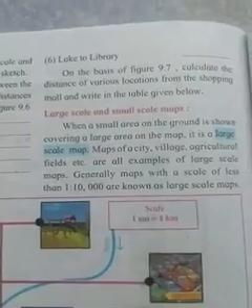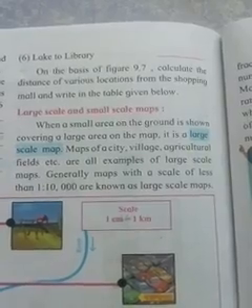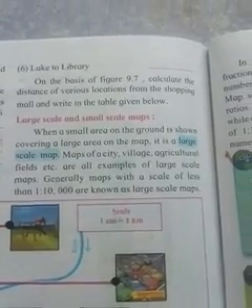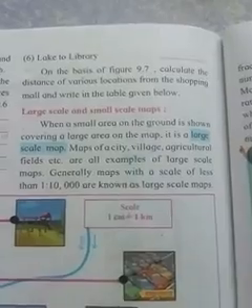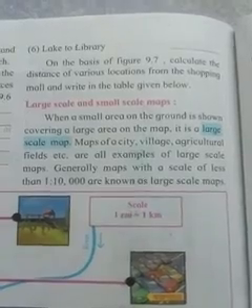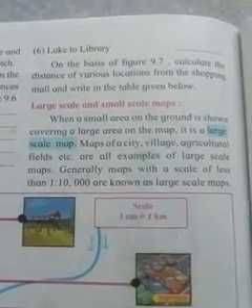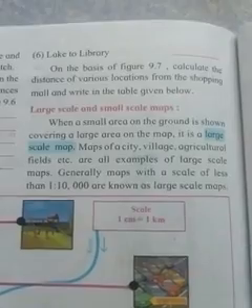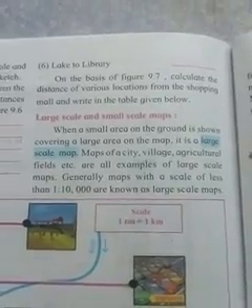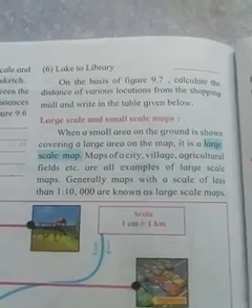Then large scale and small scale. When a small area on the ground is shown covering a large area on the map, it is a large scale map. Maps of a city, village, or agricultural field are examples of the large scale map. Generally maps with a scale of 1 is equal to 10,000 or less are known as large scale maps.